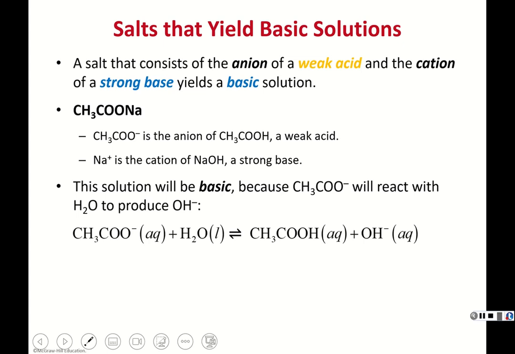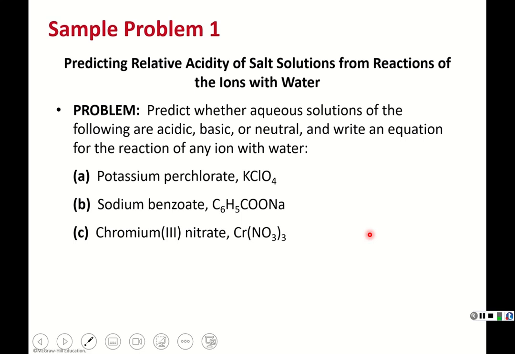Right? So when the acetate ion is in solution by itself without any of the acetic acid to start, it's going to act like a base. Okay? And the solution will be basic. So the acetate ion can pull a proton from water and raise that OH minus concentration. So it will be basic. So let's try a practice question with some examples of these.